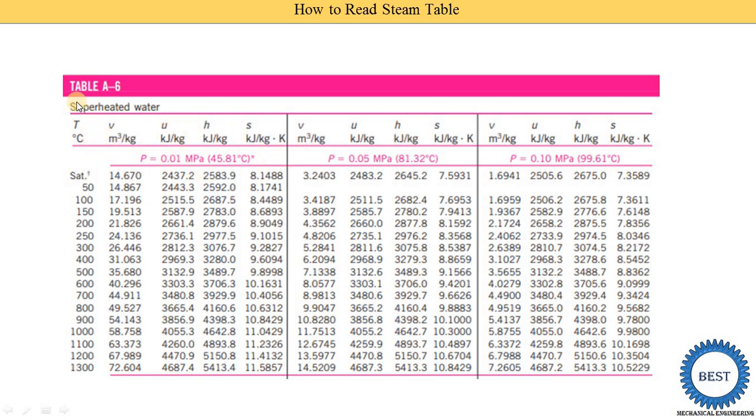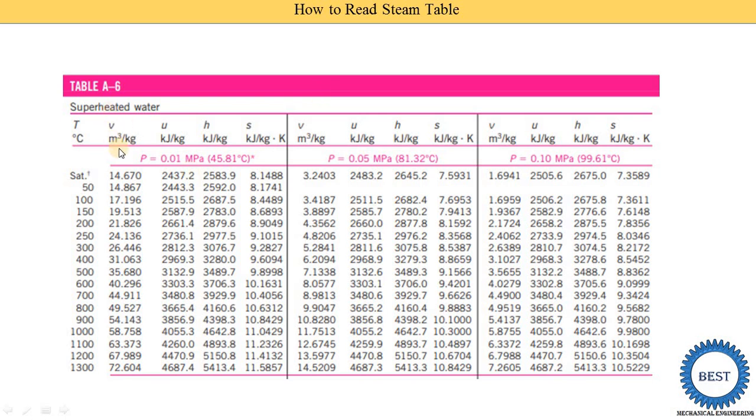First we need to know the temperature. From the temperature and pressure, you see different pressures are mentioned: 0.01 megapascal, 0.05 megapascal, 0.10 megapascal. In this way there are a total of 21 or 24 tables. Here I just show you these three tables.